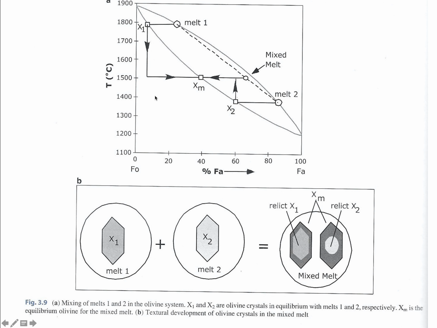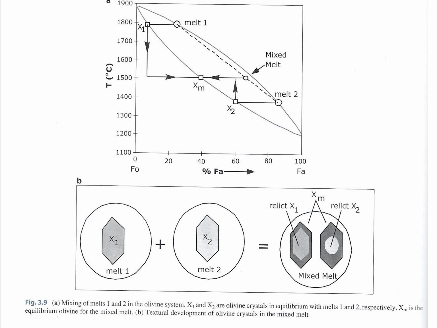That is here, X1 and X2, and we have a melt crystallizing there. And here we have melt 2, which becomes heated up. That means we have a mixed melt. In B, we have a sketch map between the olivine crystal formed by melt 1 and an olivine crystal formed by melt 2.